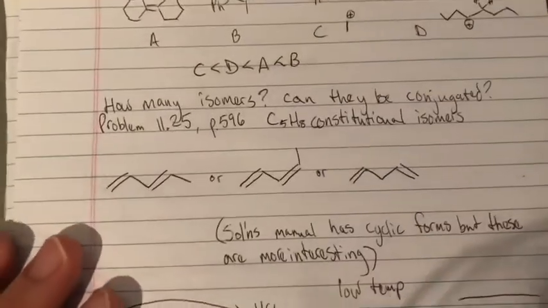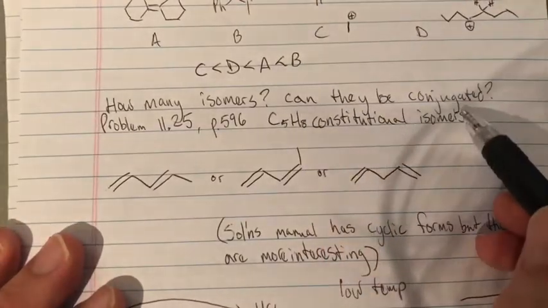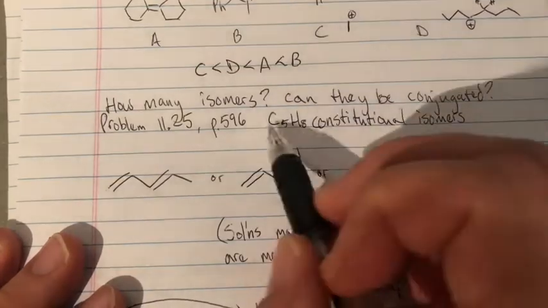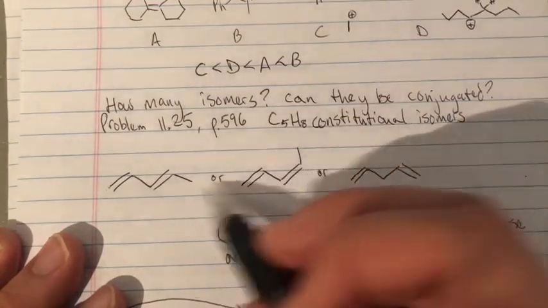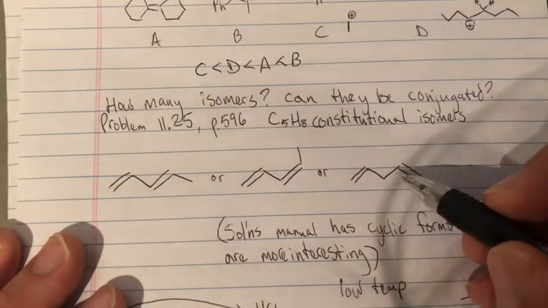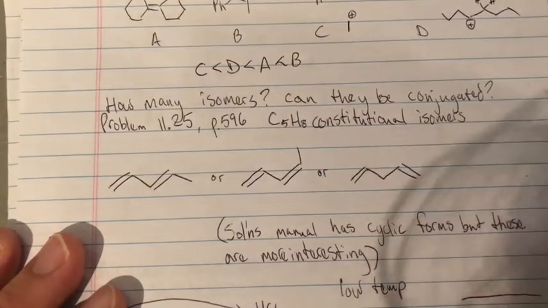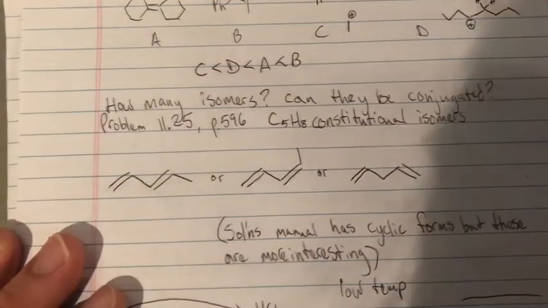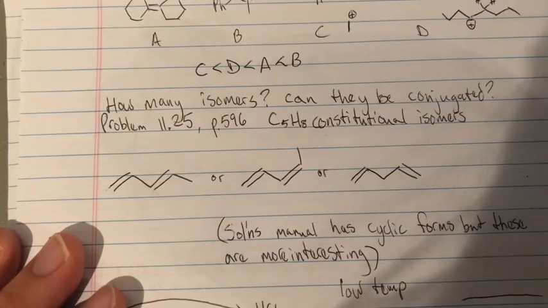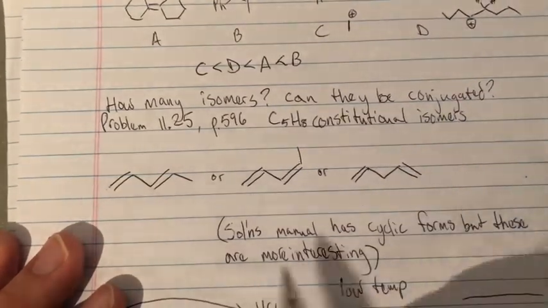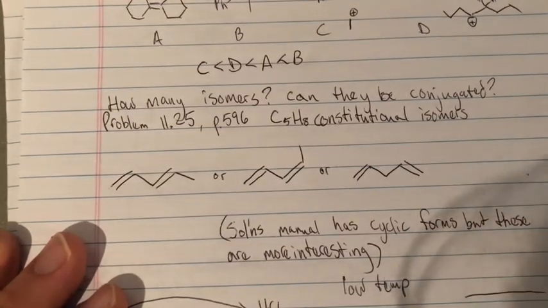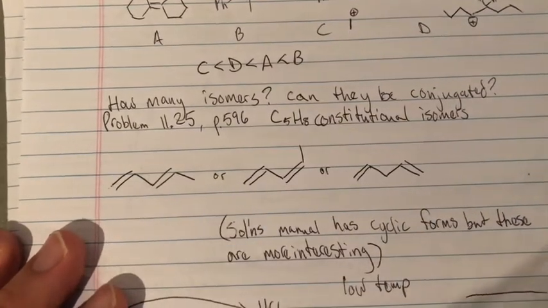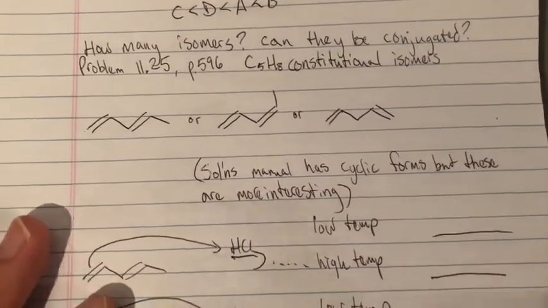Okay, so how many isomers can be conjugated or what have you? Problem 11.25, page 596. These are all different types of constitutional isomers of C5H8. So you're going to have two IHD. Now, the manual gives you a slew of different assortments of cyclic compounds. We're just going to go with these just to show what you would do at lower temperature versus higher temperature.